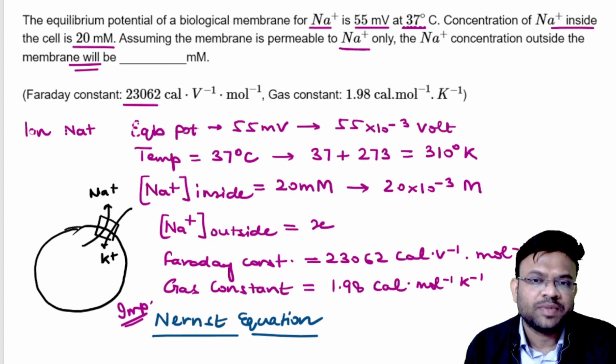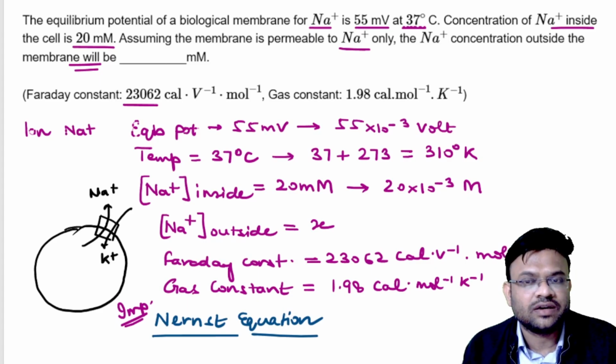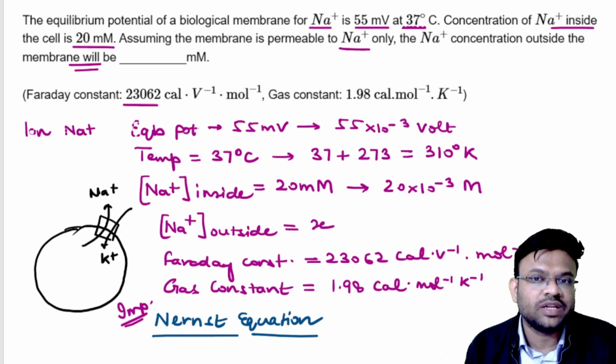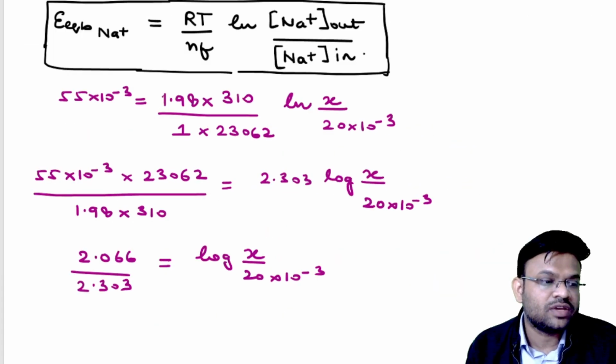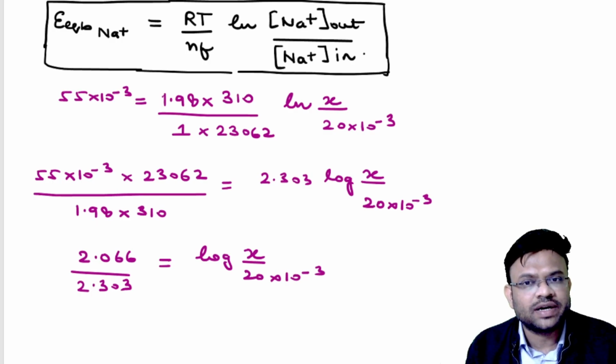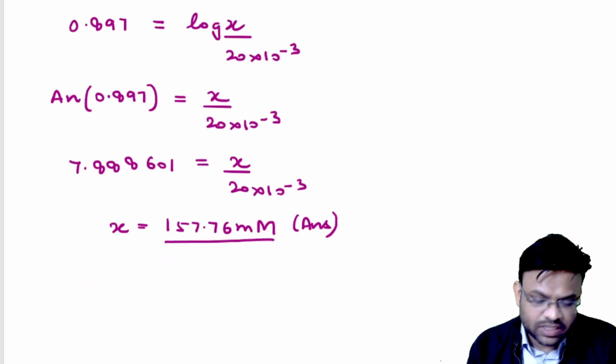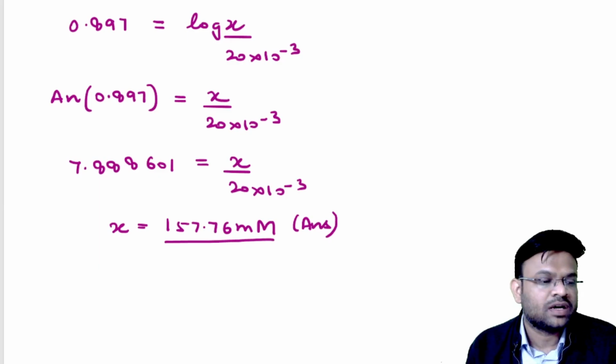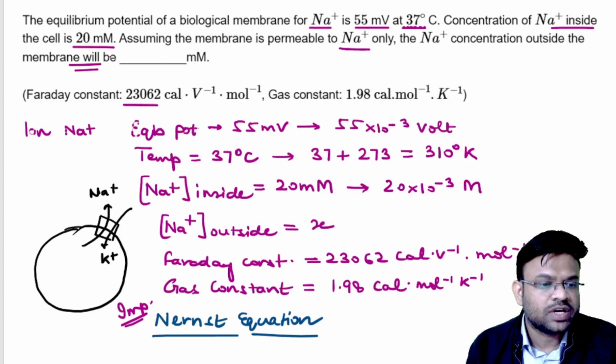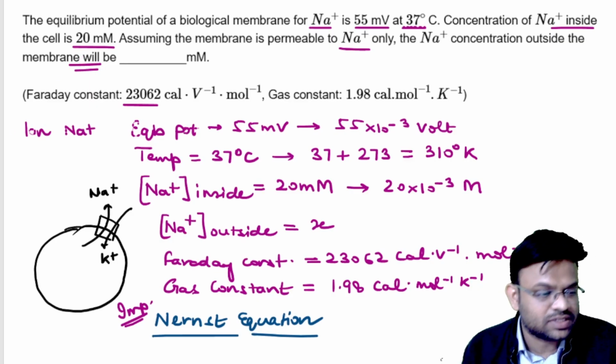We just converted the units into usable units. You cannot use millimoles, you have to convert them into moles. Similarly, you cannot use millivolts, you have to convert them into volts. Then finally you use the Nernst equation formula directly and solve it. So the value is 157.76 millimoles. It was 20 millimolar that we obtained for the concentration inside, and the outside concentration is 157.76 millimoles.